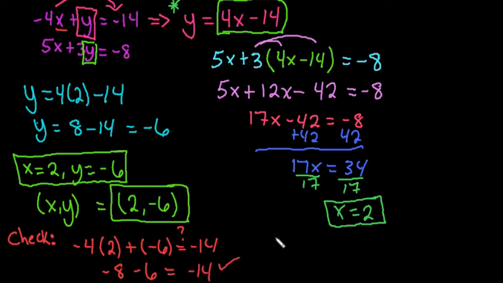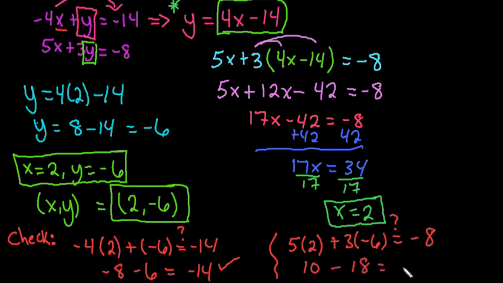So this does work. If we check the second equation, we would just do 5 times 2, since x is 2, plus 3 times negative 6, and we want to ask, does this equal negative 8? And we can see that 10 minus 18 is indeed negative 8, so that does work. So with this, 2, negative 6 makes sense for both equations. It can't be true for just one of them. It does have to be true for both of them.